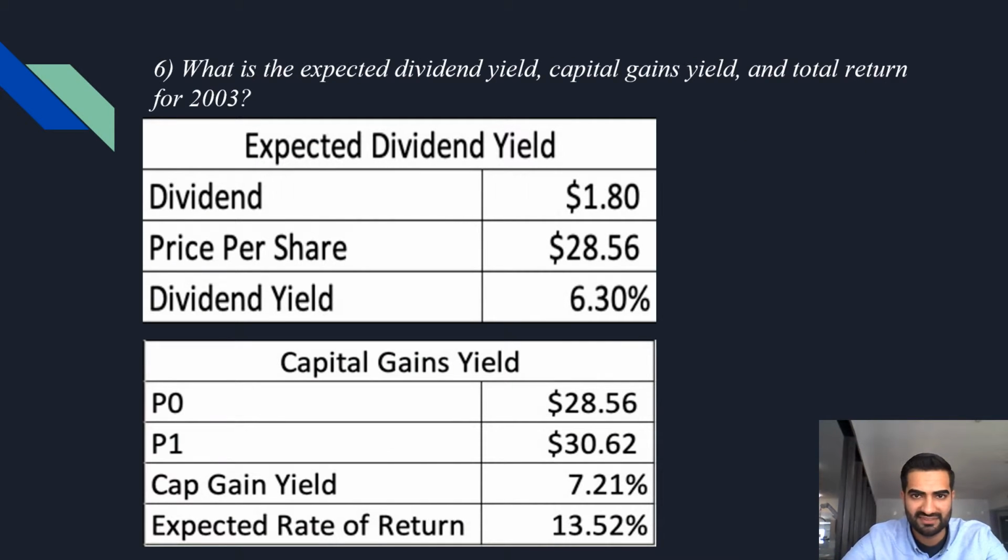So what is the expected dividend yield and capital gains yield and total return for 2003? So I divided $1.80, which was the dividend, by the price per share of $28.56 to receive a dividend yield of 6.30%. And then capital gains was done by subtracting price 0 from price 1 and dividing by price 0 to get a capital gains yield of 7.21%. Expected return was done by adding dividend yield plus capital gains yield to receive 13.52%.